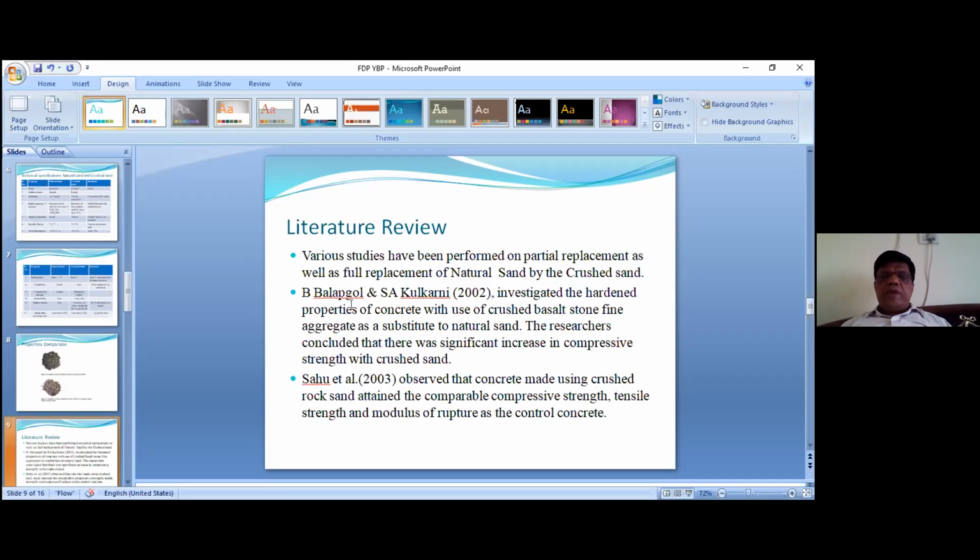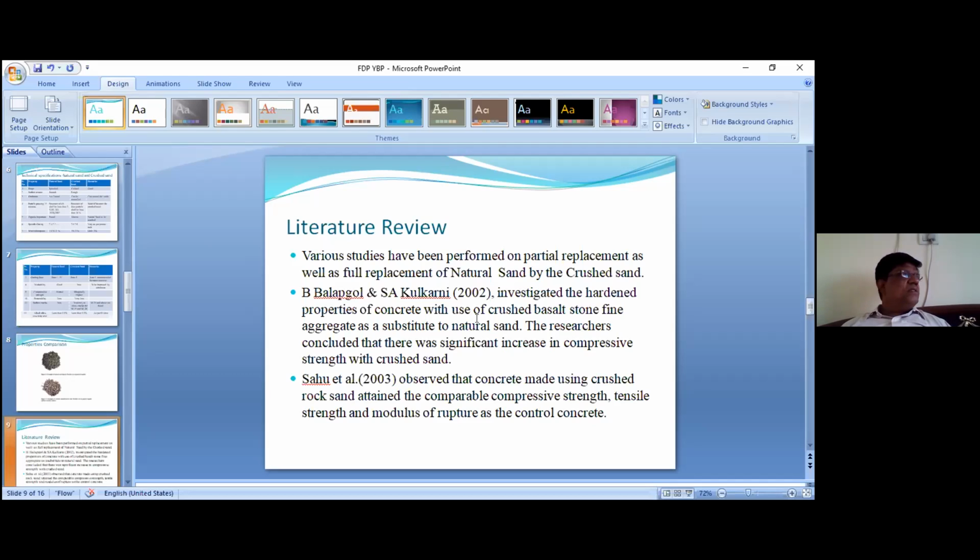Balakrishna and Kulkarni 2002 investigated the hardened properties of concrete using crushed ballast stone fine aggregate as a substitute to natural sand. So you can see, from 2002 onwards research is going on, but only in the last few years it is becoming popular, because earlier construction activity was low and ample natural sand was available.